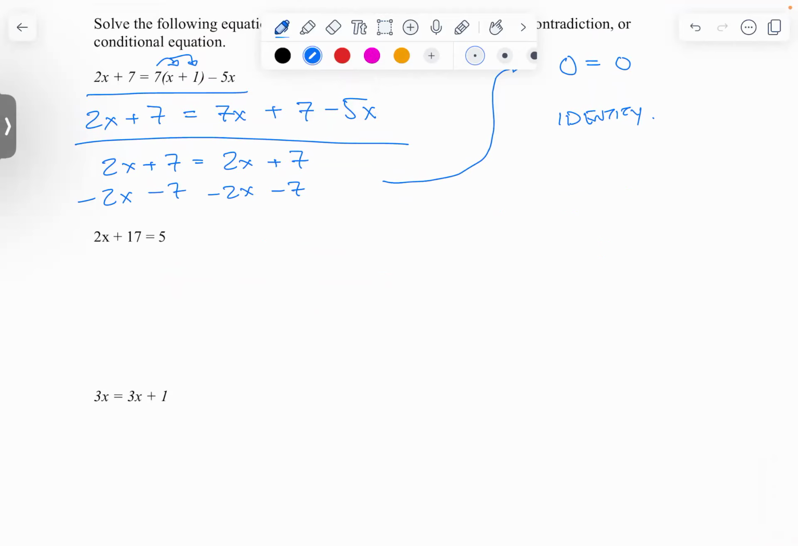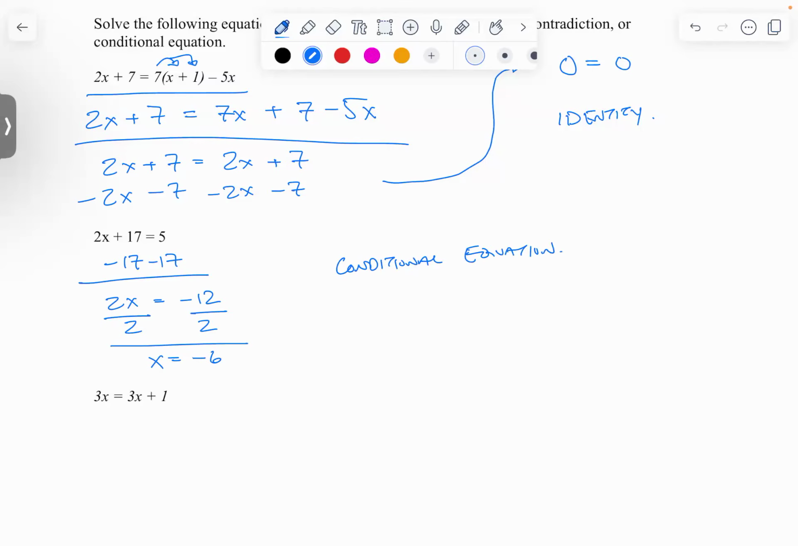2x plus 17 equals 5. So solve it. Minus 17 from both sides. Divide by 2. x equals -6. When you get x equals a number, this is a conditional equation. Right? This is true if x equals -6. It is not true if x equals anything else. If x equals 19, this equation does not solve.